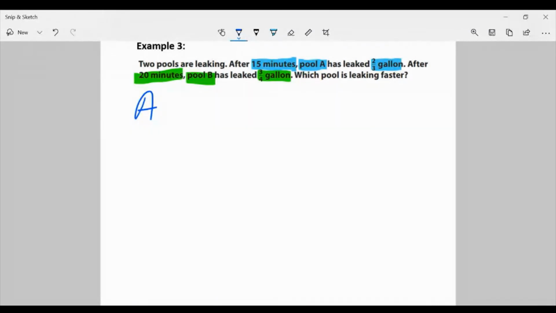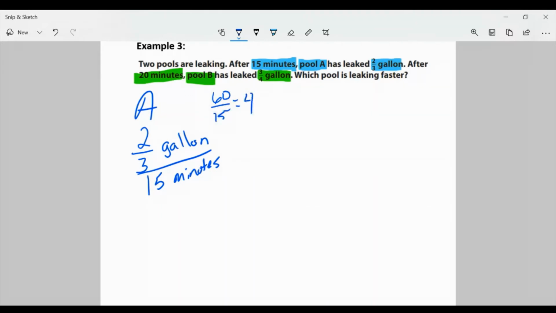So I know it's leaking 2/3 of a gallon for every 15 minutes, right? Now, I want to get this into hours. I don't want it in minutes. We want to try to get it in hours. So for 15 minutes compared to an hour, there's 60 minutes in 1 hour, and we want 15 of them, right? So that means 15 minutes is actually 1/4 of an hour. So that's what I'm going to divide. I'm going to go 2/3 divided by 1/4.